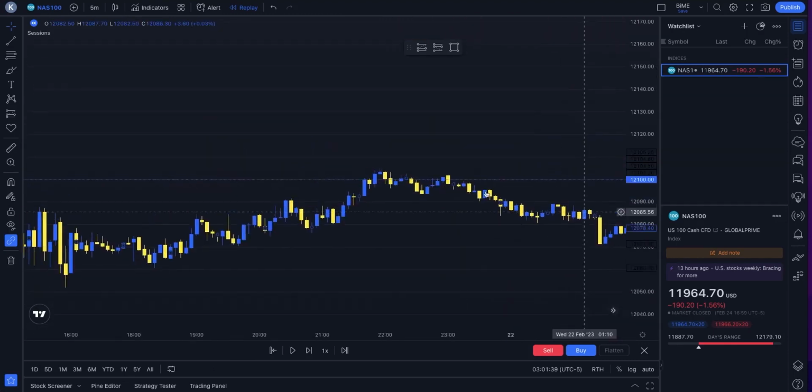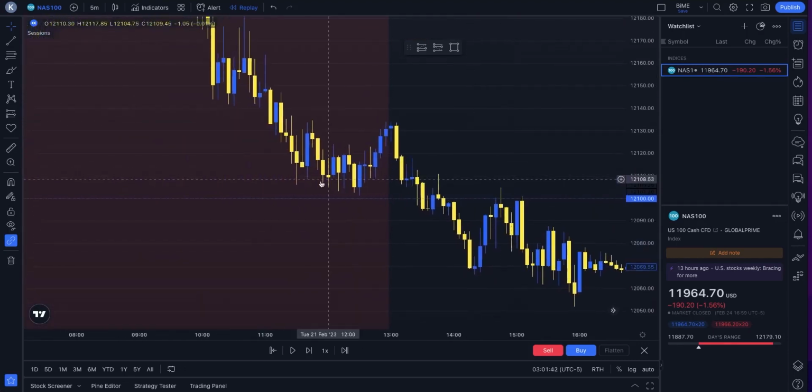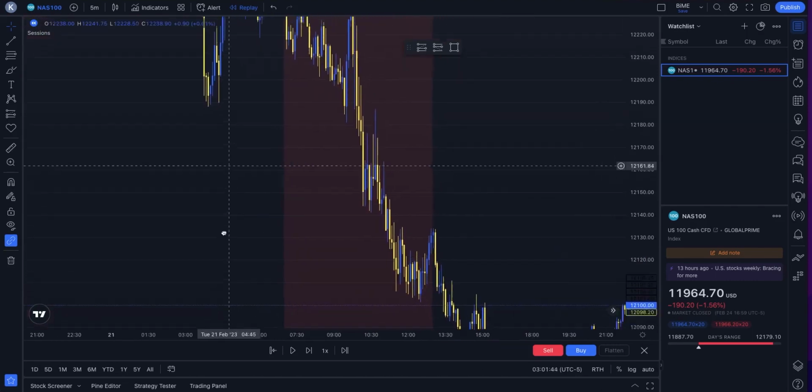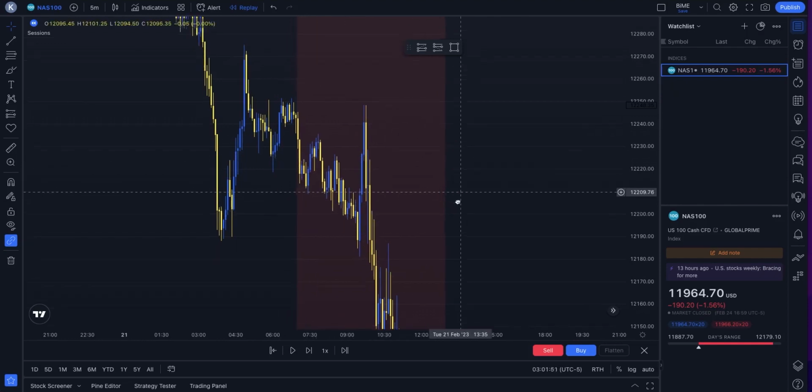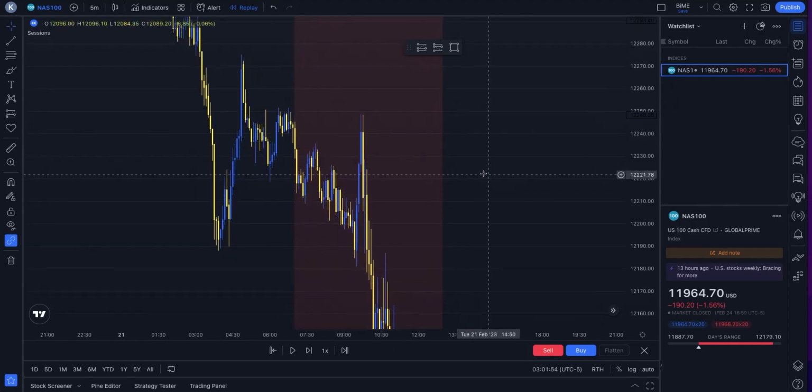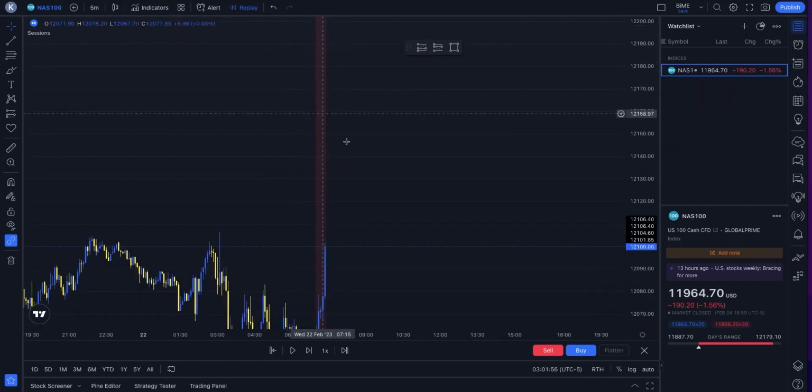Let me go back to show you exactly what I mean. As you can see over here, this is the only time I'll be taking trades. If the market gets past this zone, I'm not taking any more trades. I only take trades around this zone right here. So let's go back to our example.